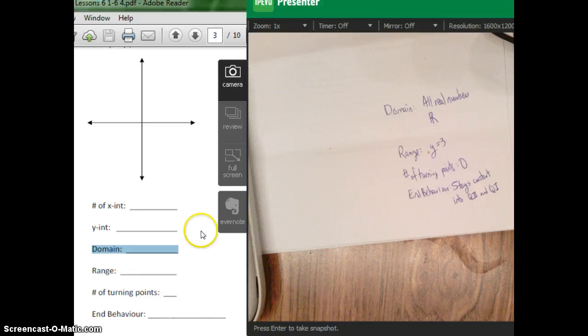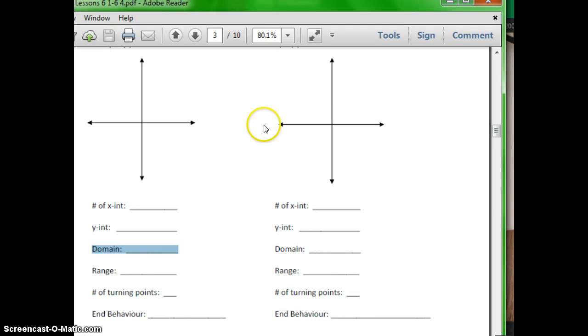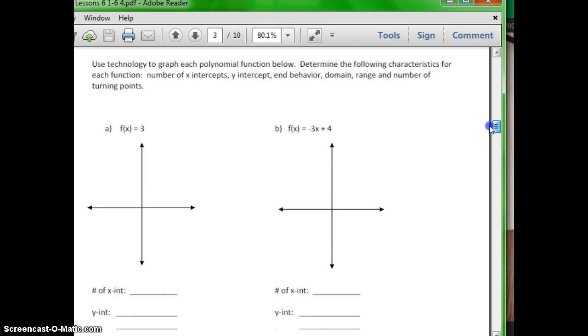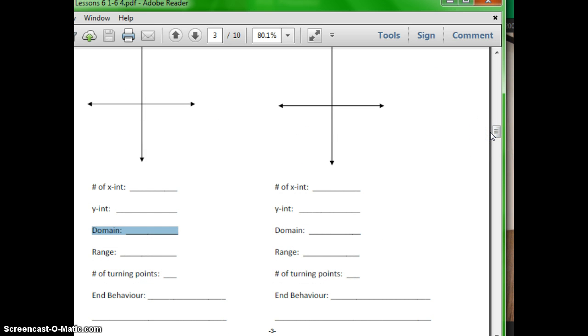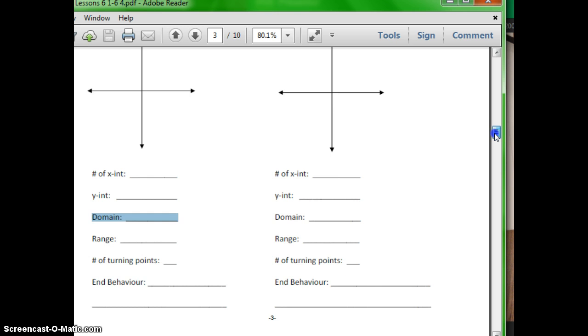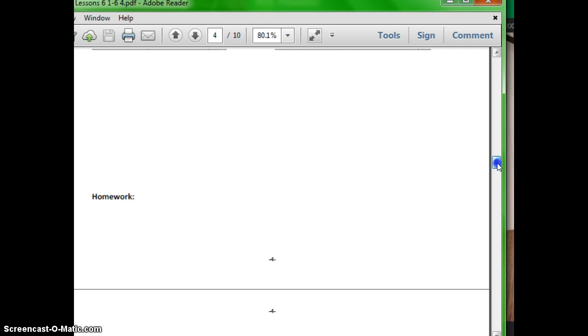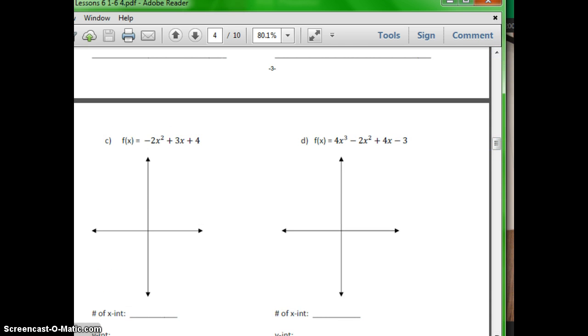Okay, I'd like you to take the time now to try the other 3 functions that are there. So graph the function. Tell me how many x-intercepts. What is the y-intercept? What's the domain, the range, the number of turning points, and the end behavior for these 3 remaining functions there. Okay? So pause the video now, and it's going to take you a few minutes here to do all 3 of those. Good luck.